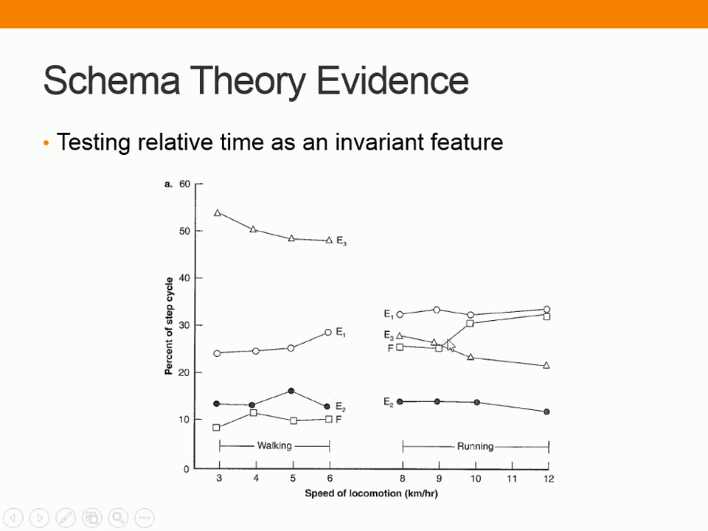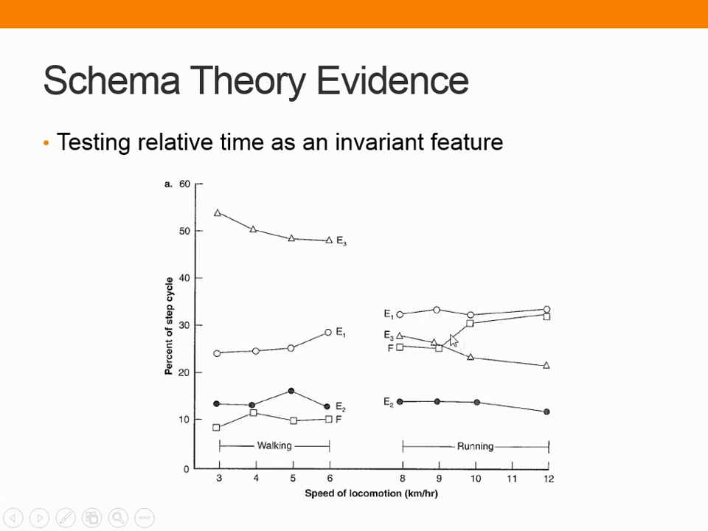Same thing with running. It's not quite as clear here, but especially if we look at the higher speeds, we see a very stable pattern of what percentage of the step cycle each phase accounts for. So we'd say within these 4 walking conditions, same generalized program. Within these 4 running conditions, probably same generalized motor program because we see a pretty stable pattern.